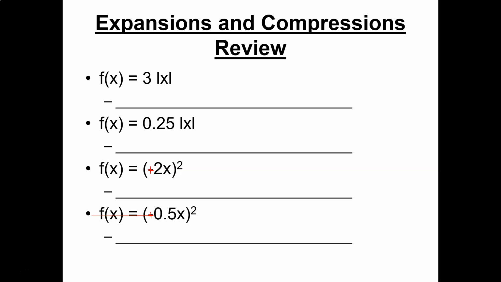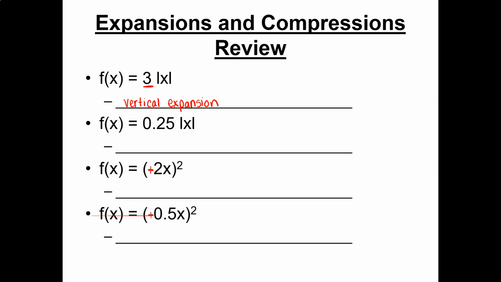Okay, so expansions and compressions were a little bit more difficult than the shifts up, down, left, right. So if I have a 3 on the outside, Paul, what does that do to the graph? Vertical expansion. It's vertical because it's on the outside of the parentheses, or in this case, absolute value bars. It is an expansion because it's on the outside. Big numbers make something bigger.